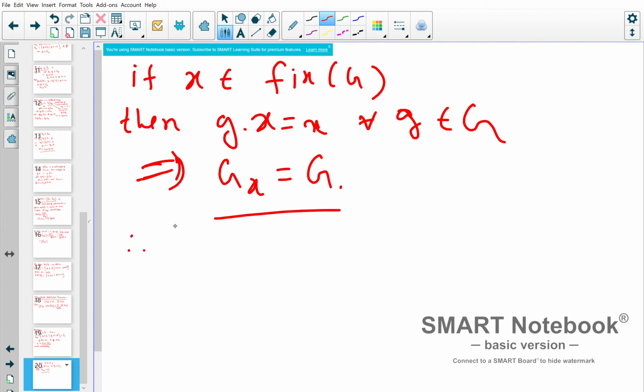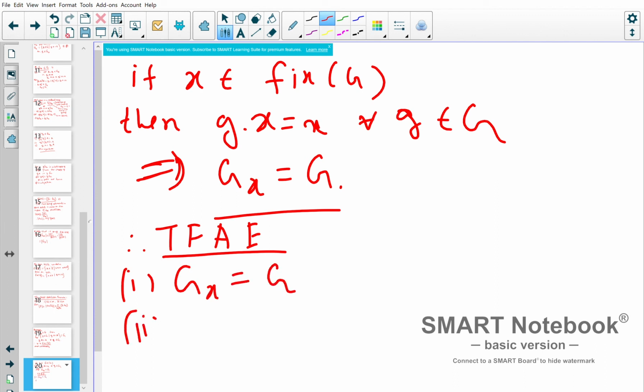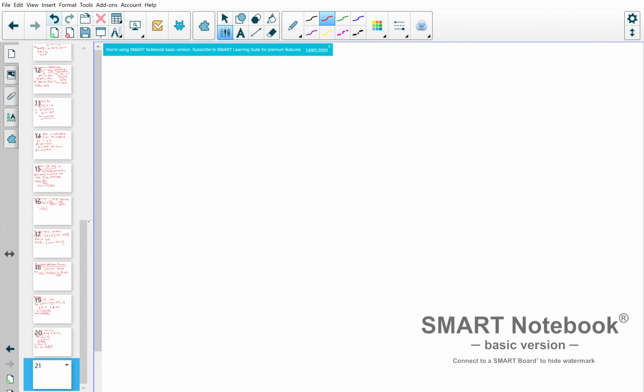That means the following are equivalent. For the special actions I will add some more things, but right now the following are equivalent: number one, G_x equals G, and number two, x belongs to the fixed set of G. Whatever notation you write down, it doesn't matter. So these two are equivalent, right? Now with the help of these two, let me give you the proof of this orbit stabilizer formula.